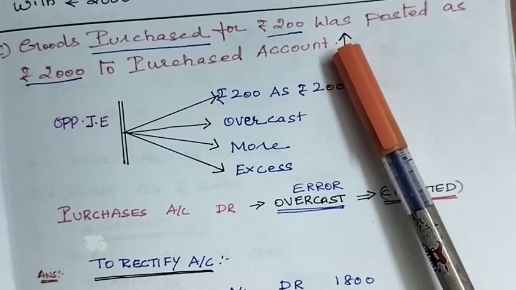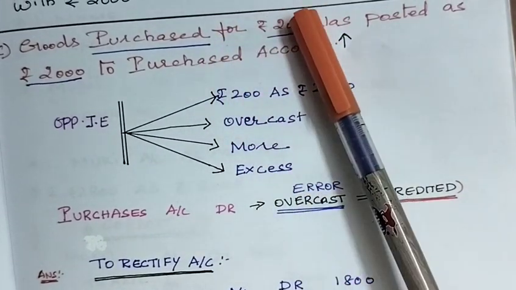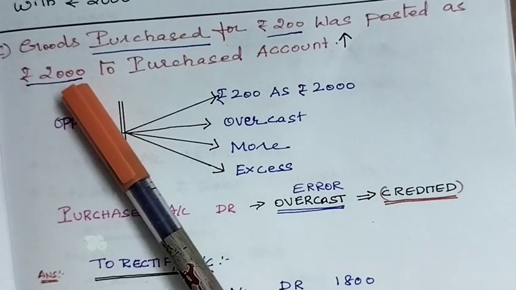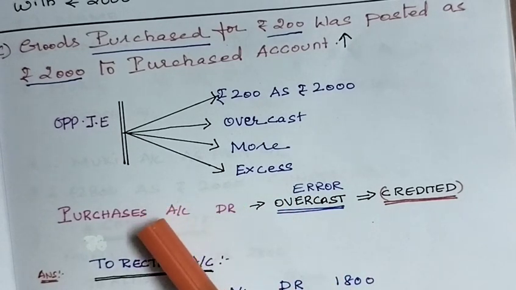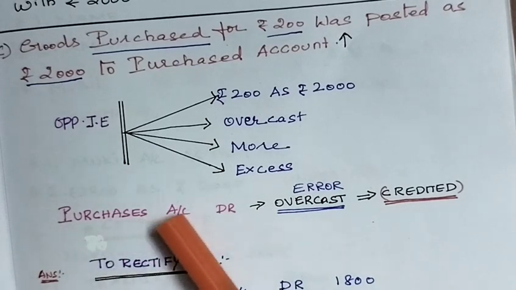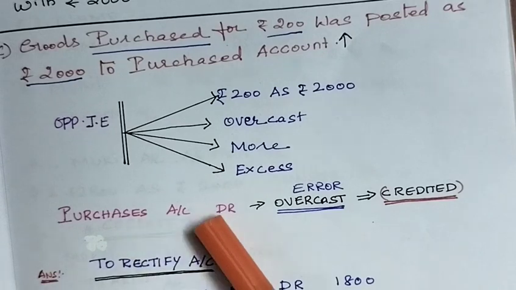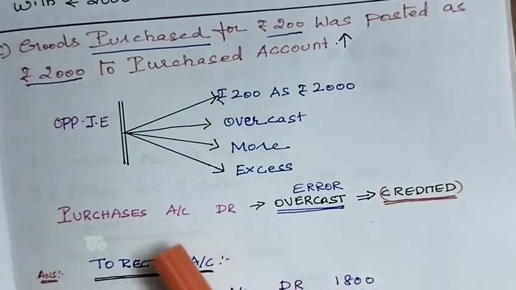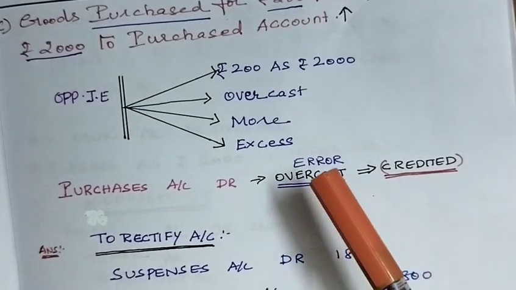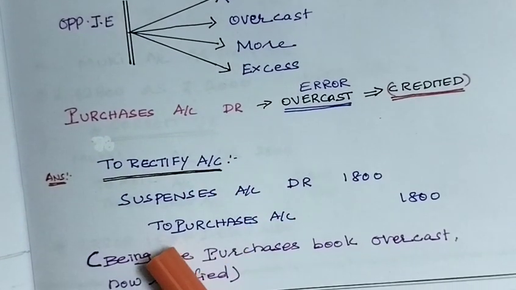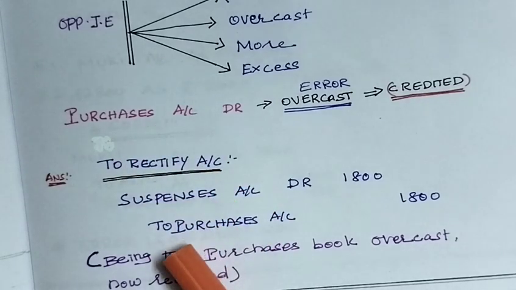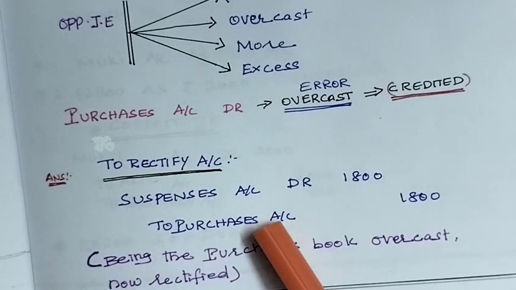What is given here? Purchases account shows overcost. Instead of 200, they have posted 2000 rupees. So overcost, that is the error in the purchases account. So what do we do? How do we rectify this error? Purchases account is debited. We have to rectify this error, so you have to credit the purchases account, then only the error will be rectified. Purchases account will be credited.